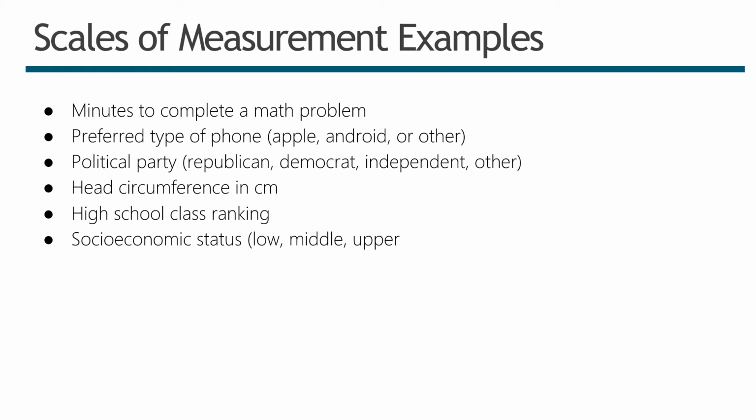All right, next we have head circumference in centimeters. We're looking at the centimeters there, and centimeters are interval ratio data because we're looking at categories that are equivalent across the span of the ruler.